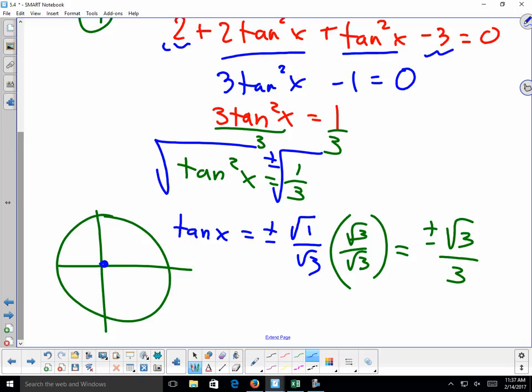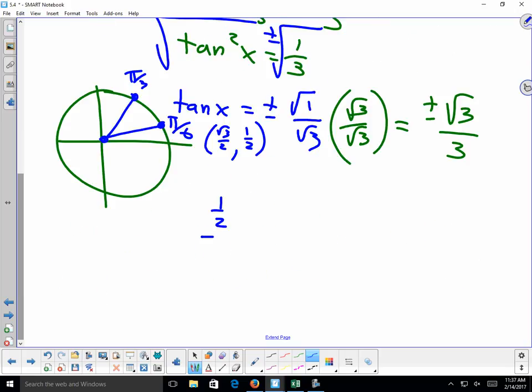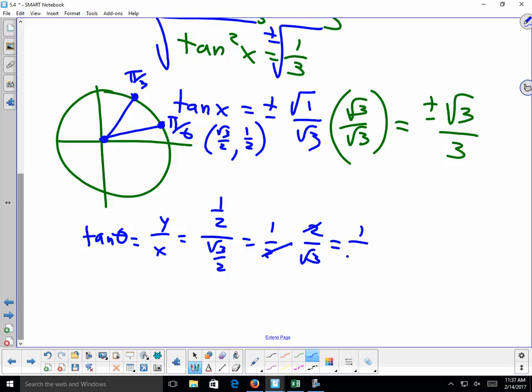My money is on either pi over 6 or pi over 3, because those are the ones that have square root of 3 over 2 in it. Is it pi over 6? No, it's pi over 6. It's pi over 6, right? Because if I take 1/2, I want my y over the x for tangent. So I want 1/2 over square root of 3 over 2. That's 1/2 times 2 over square root of 3. And I get 1 over square root of 3, which we can multiply and get square root of 3 over 3.